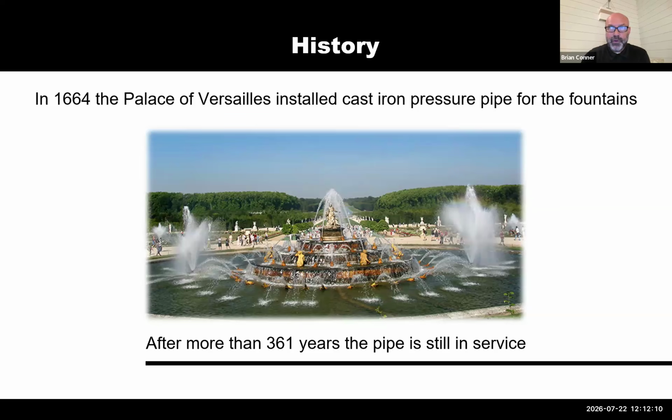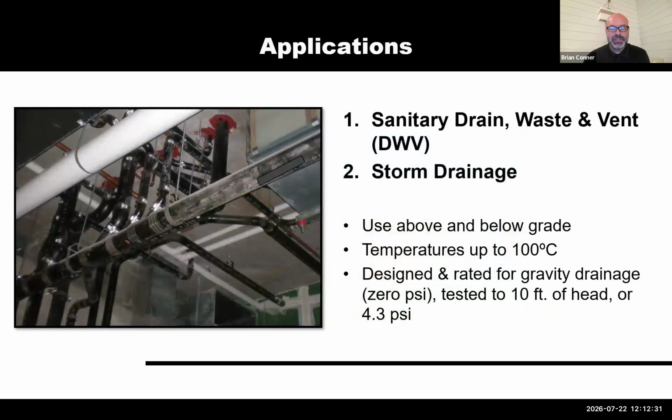The actual first recorded use of cast iron that anyone can find predates this by 100 years. 1562 in Germany, also used in a fountain application. So cast iron has been around for a really, really long time. It is a very durable material, and it's got lots of advantages.